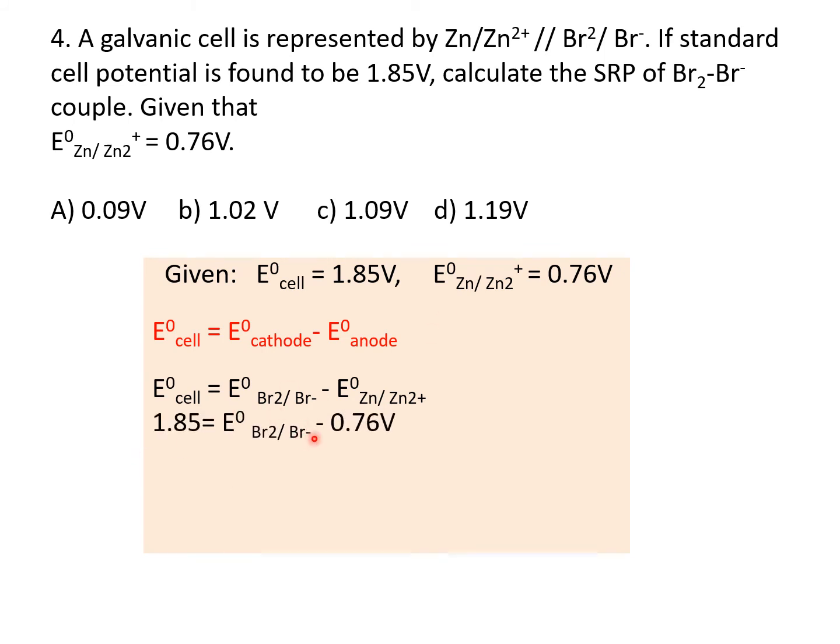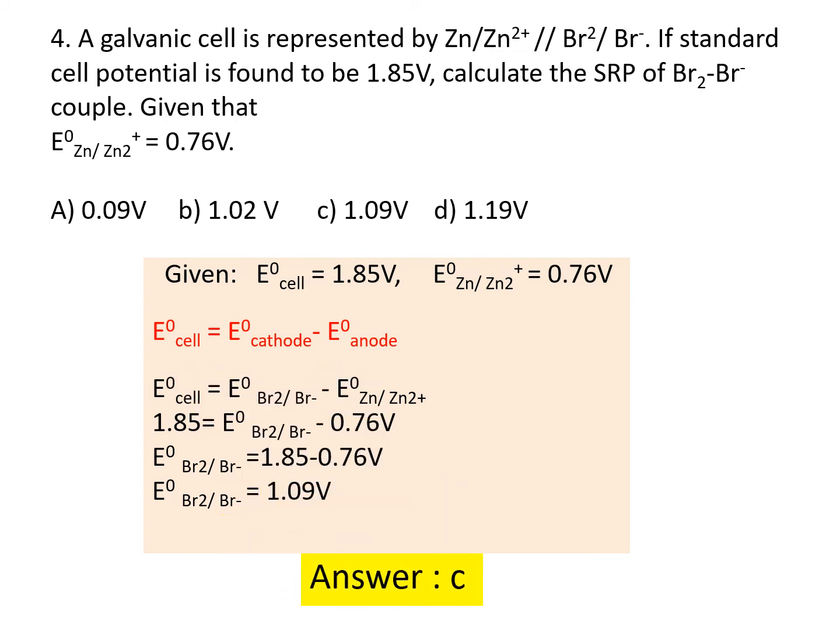Substitute this value. Bromine we need to find. What is the value? Bromine is equal to 1.85 minus 0.76. So what is the value over here? 1.097. Okay, this is the value of the bromine couple. See the answer. Which one is the answer? C. Answer C is the answer for this question.